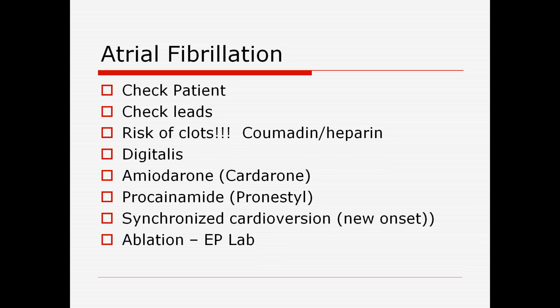We could also synchronize cardiovert the patient only if it's new onset. We only cardiovert patients that have new onset atrial flutter or atrial fibrillation. If they've had it chronically, cardioversion will not help. And the patient probably knows that because they probably tried that when they were initially diagnosed with AFib or flutter. We can take them to the EP lab. We can find the cells that are causing that and hopefully kill them, and then they will not go into atrial fibrillation as well.